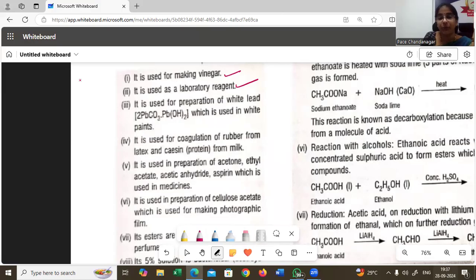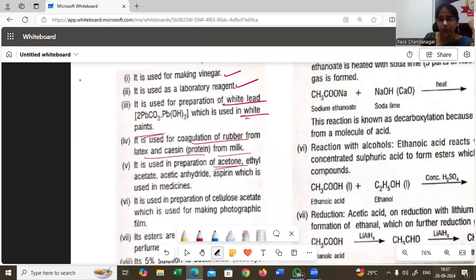Then preparation of white lead, which is used in white paints. You don't need to remember this right now, but white lead is used in white paints. And coagulation of rubber from the latex, from the milk as well, to get that hard rubber texture from that liquid, you use this.